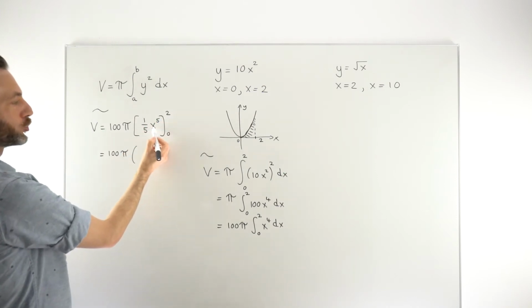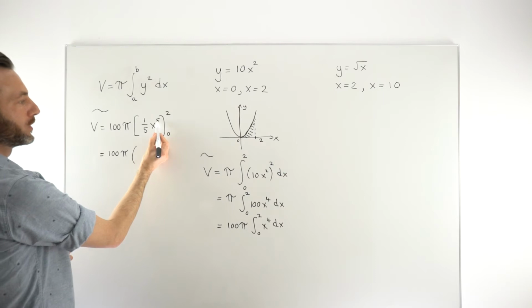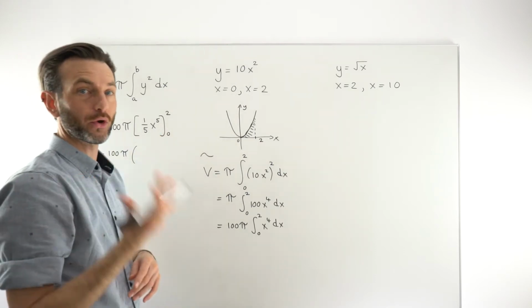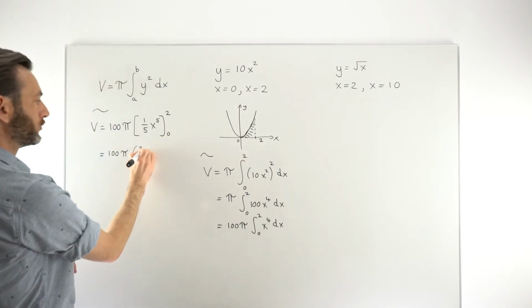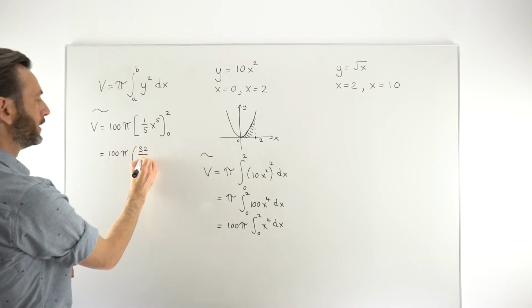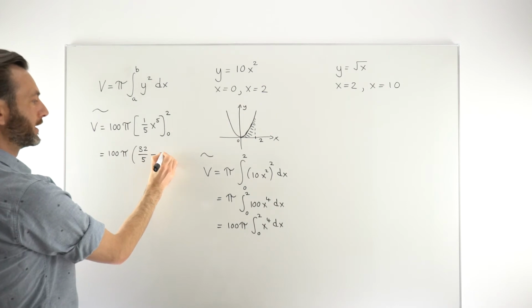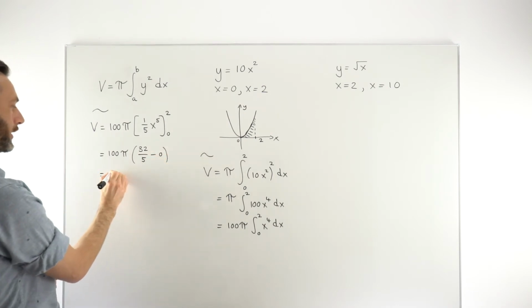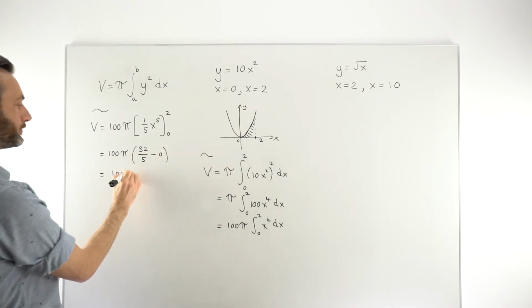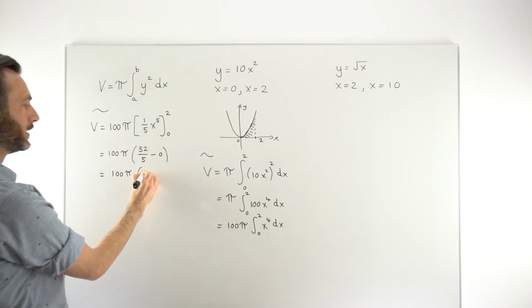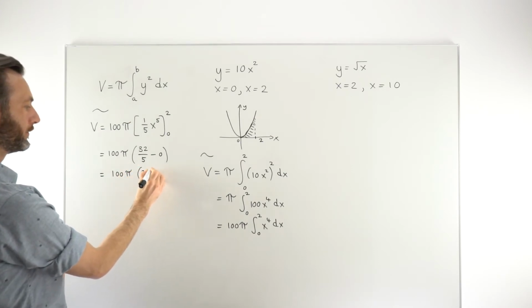So we need to sub in our 2 first of all. So 2 to the power of 5 is 32. So it's going to be 32 over 5. And then if we sub the 0 in there, you're just going to get 0. So it becomes minus 0. So we're going to get 100 pi multiplied by 32 over 5.